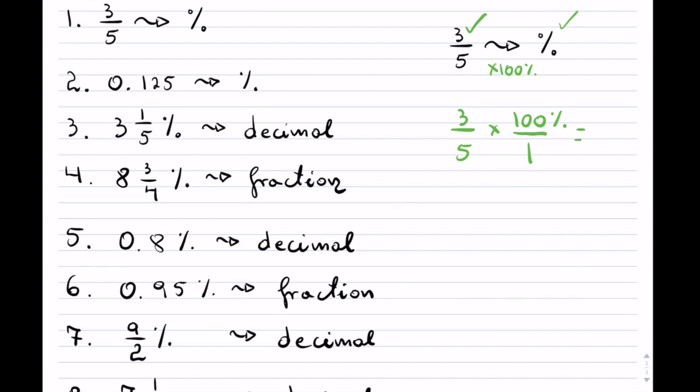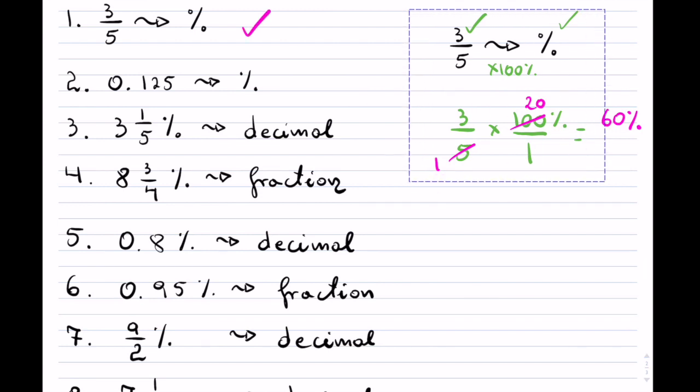Now in the multiplication, before you start multiplying the 3 times 100, I do notice that I have the 5, and 5 goes into 100 20 times. So I'm basically reducing. That's the power of knowing how to reduce fractions. So now I have 3 times 20, which is 60, and then 1 times 1 is just 1. So it's 60/1, or just 60%. That's the first example that we have.